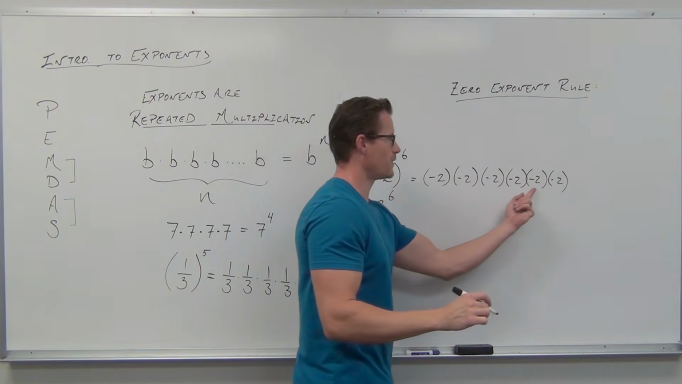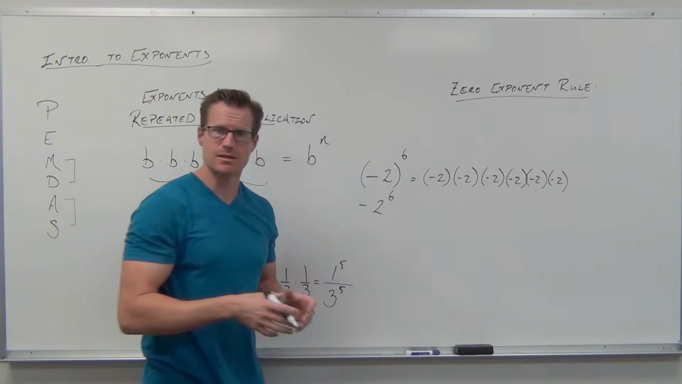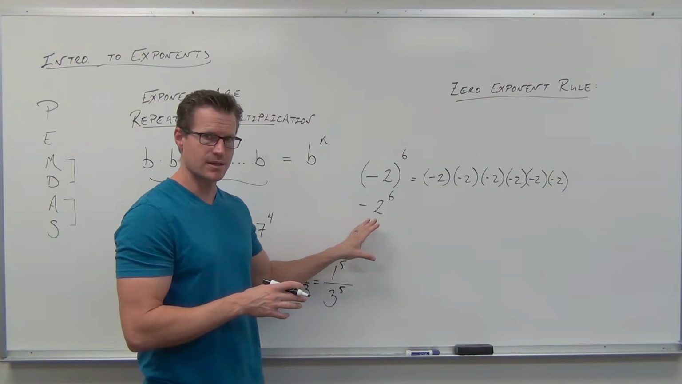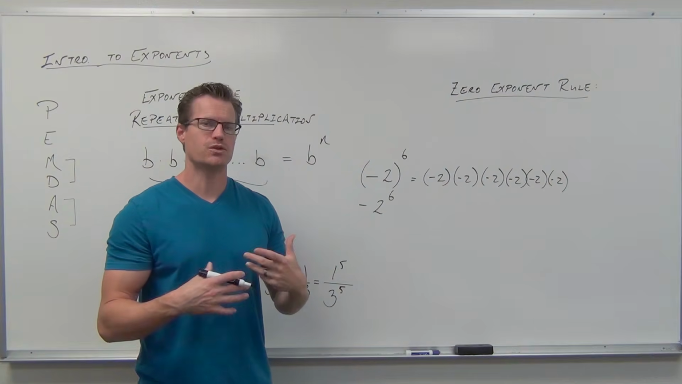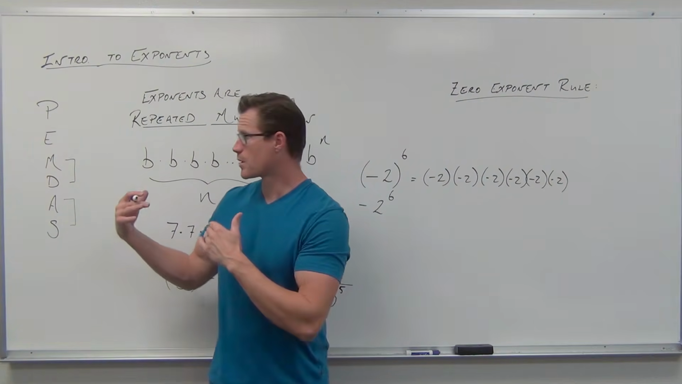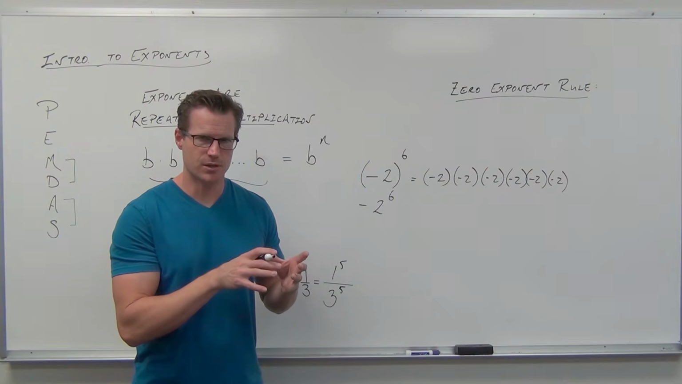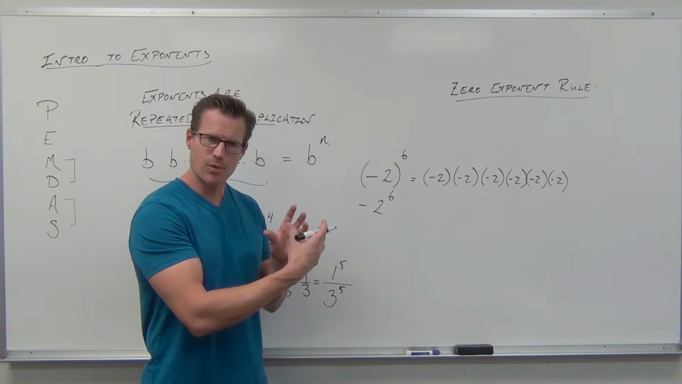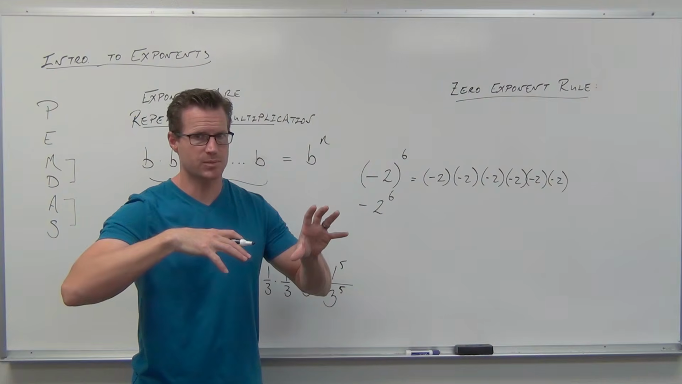1, 2, 3, 4, 5, 6 negative 2's being repeatedly multiplied. That's exactly what this is talking about. Now, negative 2 to the 6 like this is not saying the same thing. You see, the way that exponents work, the way that order of operations works, exponents happen before any multiplication, before any division, before any addition, subtraction.